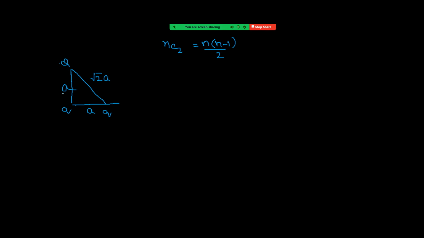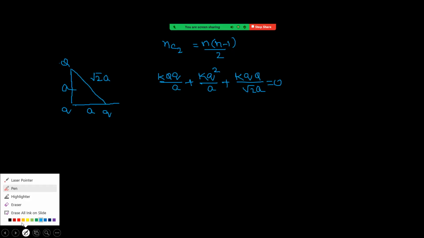Now take capital Q and small q. Potential energy will be K into Qq by a, plus between these two K into q square by a, plus between these two K into Qq by root 2a. Now this must be 0. The condition is that it must be 0.